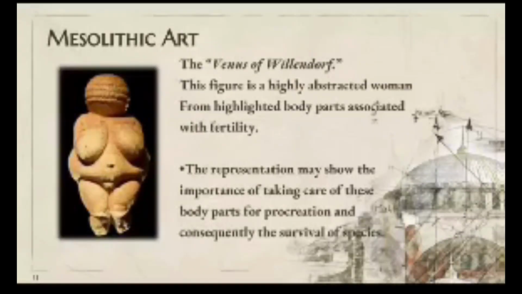Mesolithic art. The Venus of Willendorf. This figure is a highly abstracted woman with highlighted body parts associated with fertility. The representation may show the importance of taking care of these body parts for procreation and consequently the survival of the species. A 25-30,000-year-old female figurine, the so-called Venus of Willendorf, was discovered in an Austrian village in 1908.